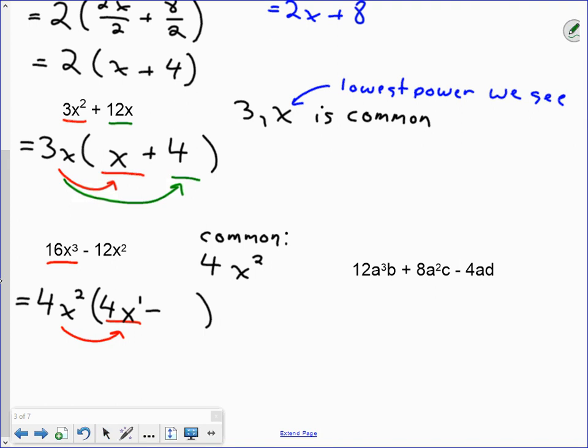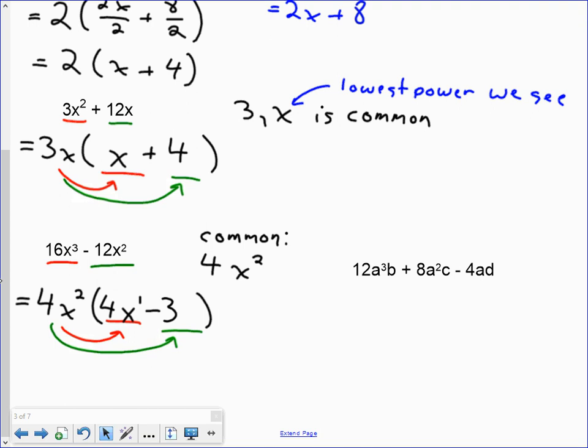In our second term here, we need something in here that when we multiply 4x squared by that, we're going to get 12x squared. Let's start with the numbers. To get a 12, we're going to have to multiply our 4 by 3. And x squared times, well, we already have the x squared taken care of. So we just need the 3 in there. 4x squared times negative 3 gives us this negative 12x squared.